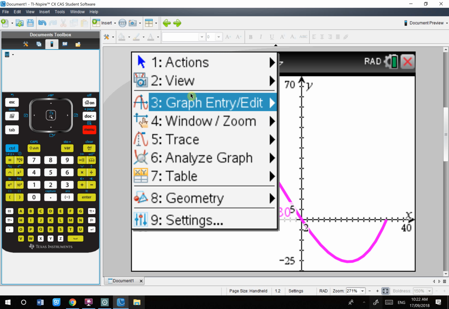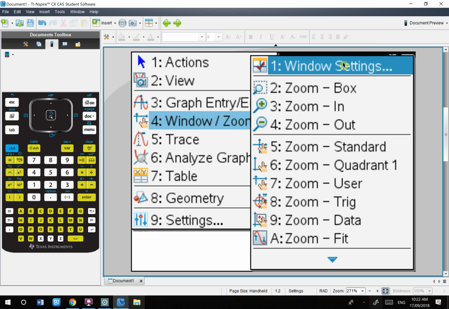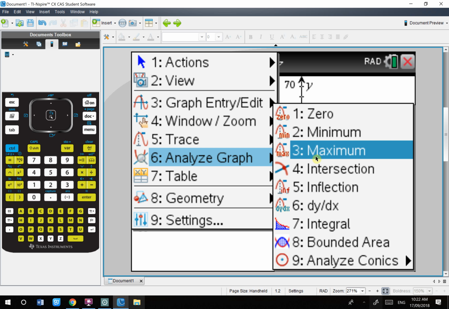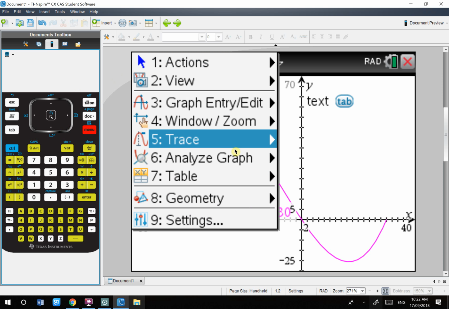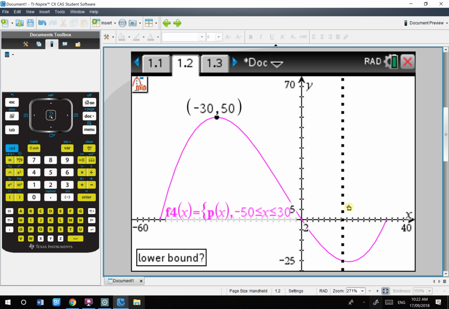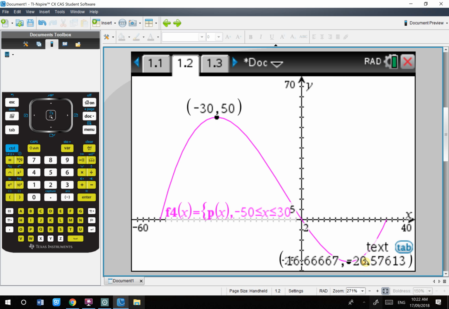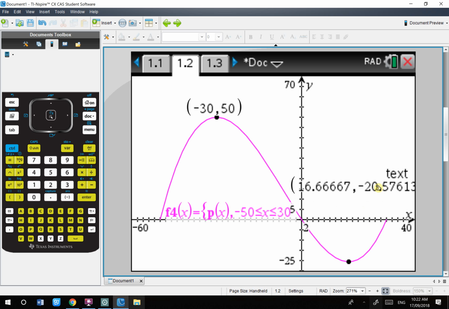So I'll go menu number 4 and number 6 and number 3, maximum, to work out this maximum. Can you see this is the exact value? That's the exact one. So I just go minus 30 and 50 for that point. And then analyze graph for minimum to work on this one. Okay, this one gives us 16.7, 20.6.